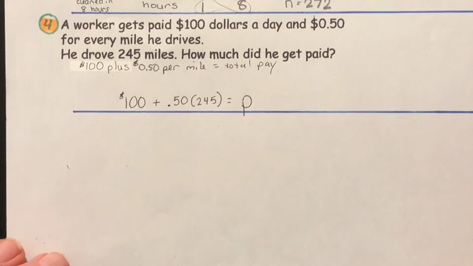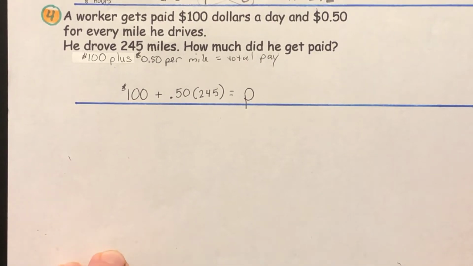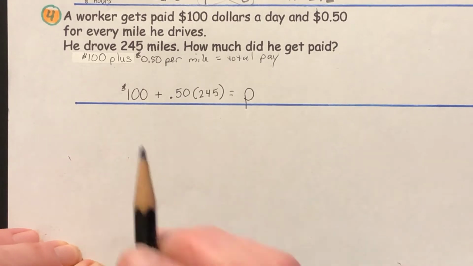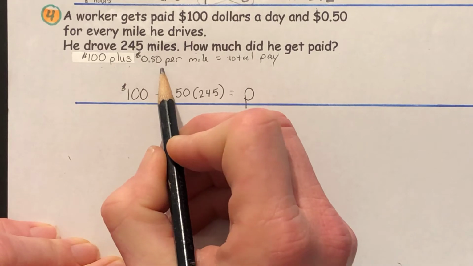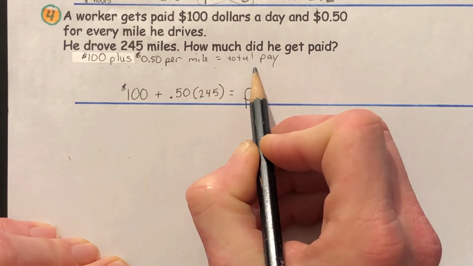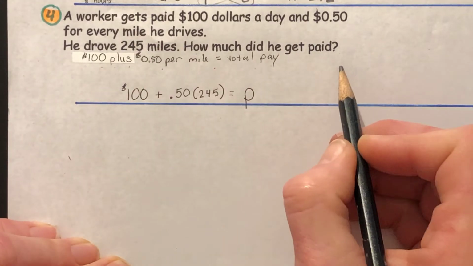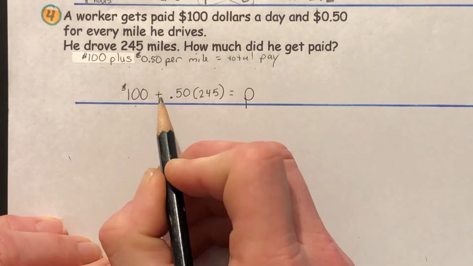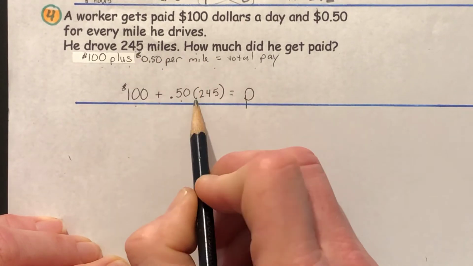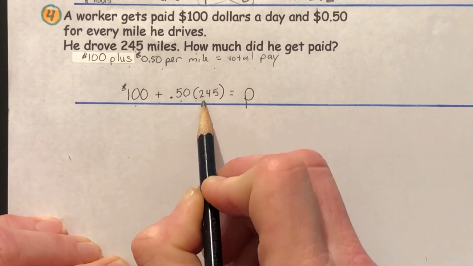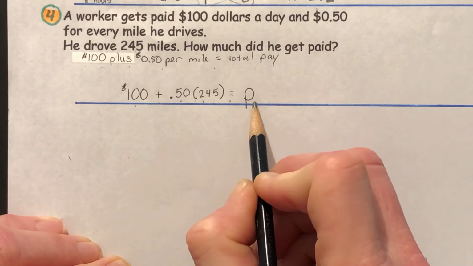Number 4: a worker gets paid $100 a day and 50 cents for every mile he drives. He drove 245 miles. How much did he get paid? This is how I think we should set it up. He gets $100, period. Every day he gets $100 plus 50 cents per mile, and that equals his total pay. So he starts with $100 plus 50 cents per mile. We know that he drove 245 miles, so 50 cents times 245. That equals his total pay.